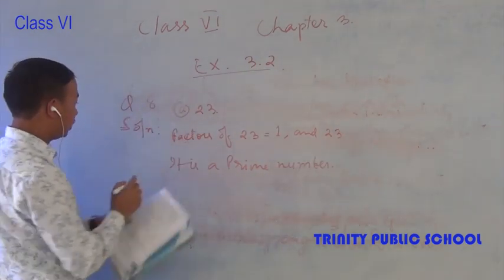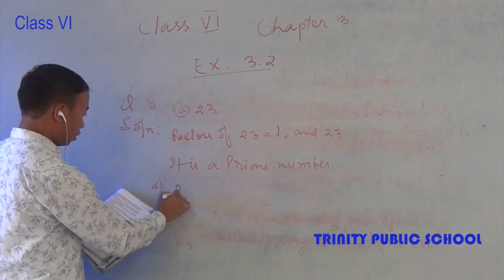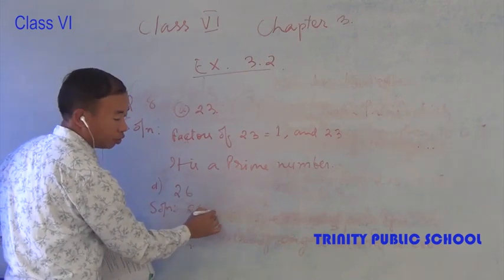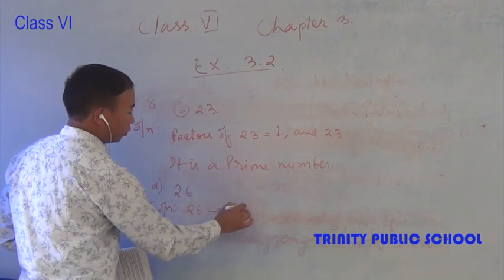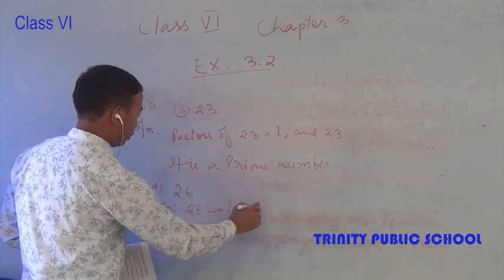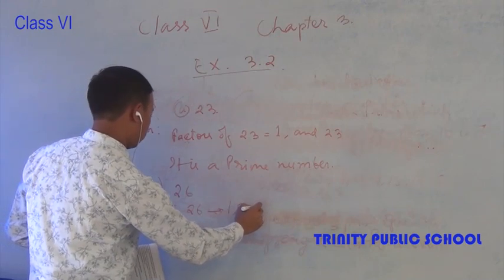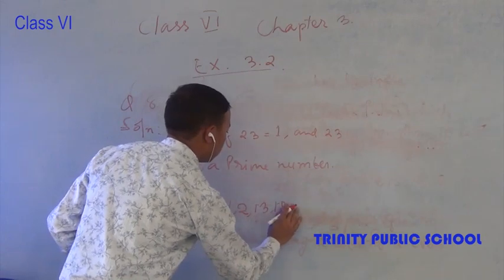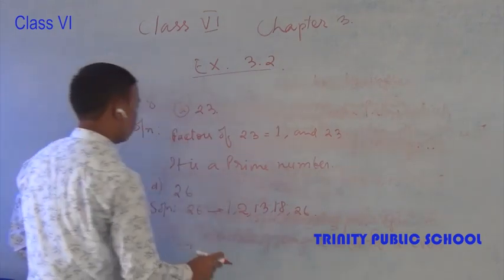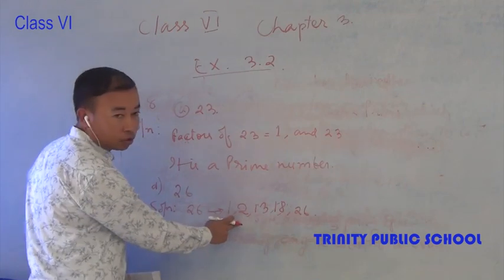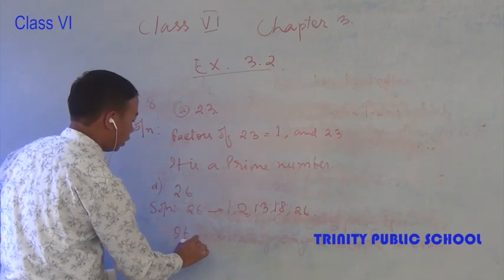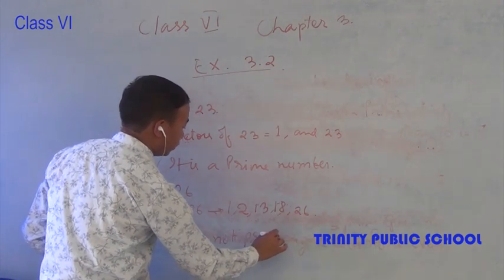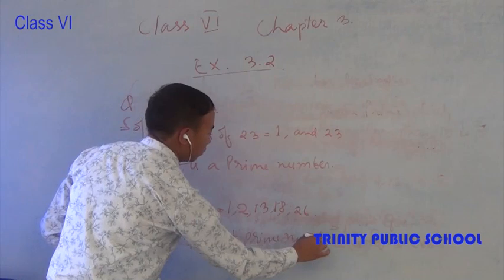Now next number D, 26. What are the factors of 26? 1, 2, 13, 26. Here 26 has more than 2 factors. So it is not a prime number. Right?